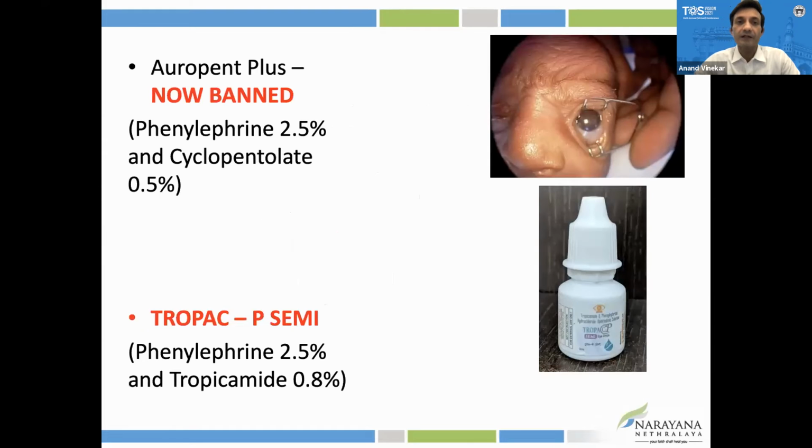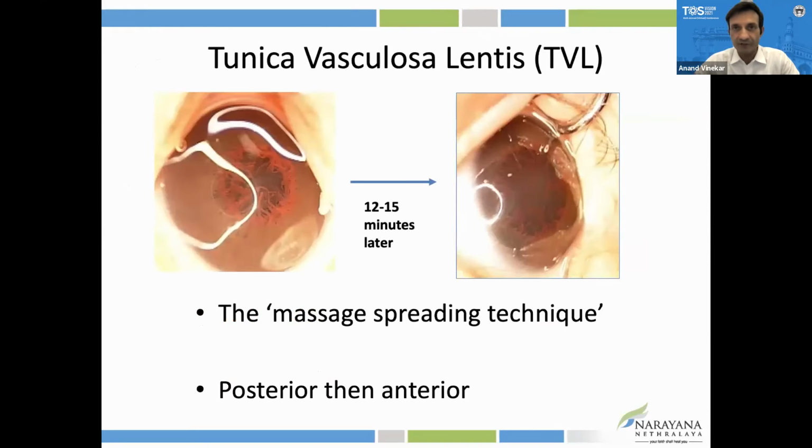The ideal dilator drops, the Oropen Plus by the Orolab group, unfortunately went into a fixed dose ban. So today around the country, we find the other drop available with this combination listed below with phenylephrine and tropicamide, Tropac P semi, which is again very effective and more easily available.